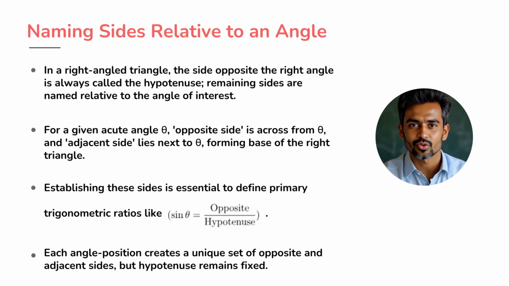So, sine and cosine compare a side to the hypotenuse, the longest side, while tangent compares the side opposite to the side adjacent, sort of like comparing the perpendicular height to the base. But a quick warning, these ratios only make sense when their denominators aren't zero. For example, tangent is undefined if the adjacent side length is 0, because division by 0 is a no-go.